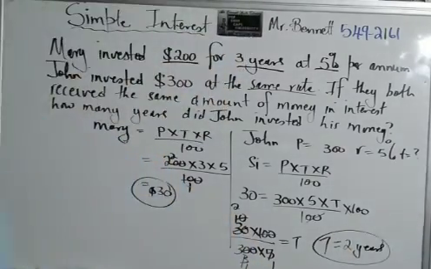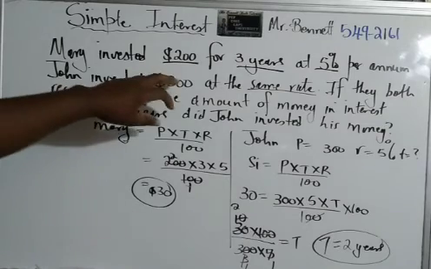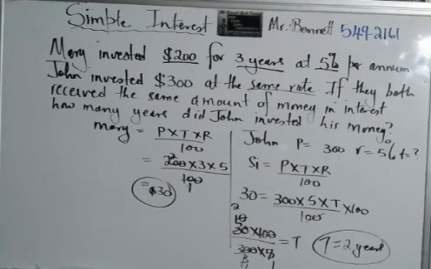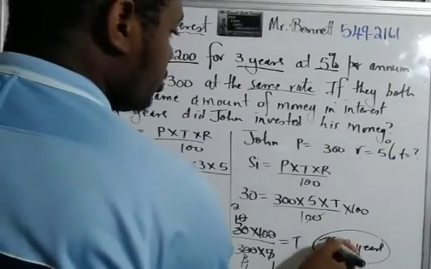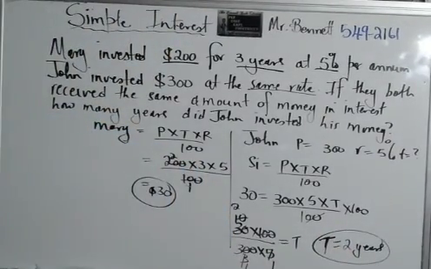Makes sense, eh? Because John invested more money, in a shorter time you can get the same interest. You don't have to take 3 years. Because the more money you invest, the more interest on it. And the more money that is borrowed, the more interest you will pay on the money.